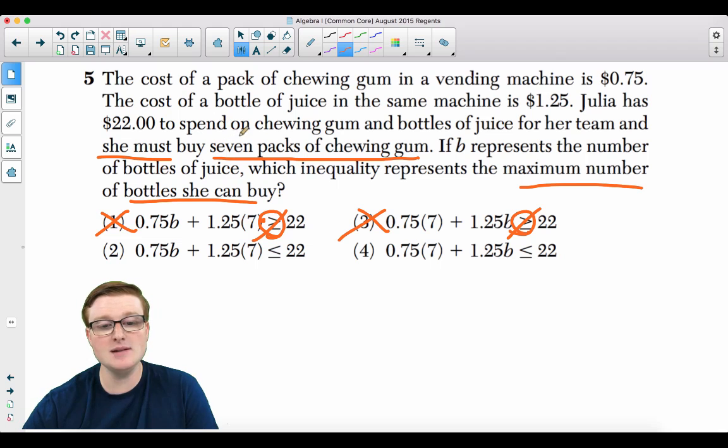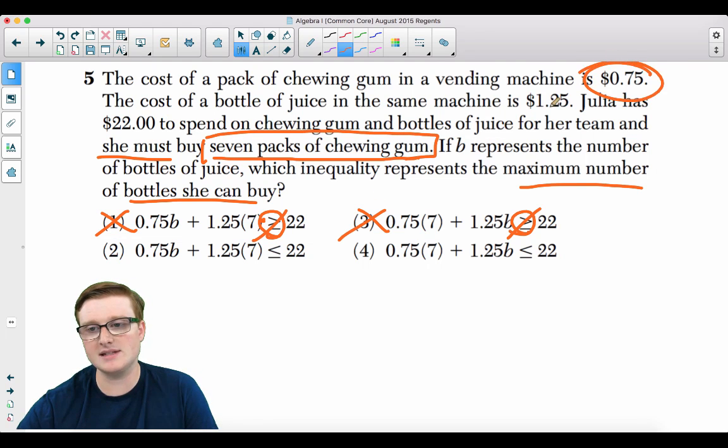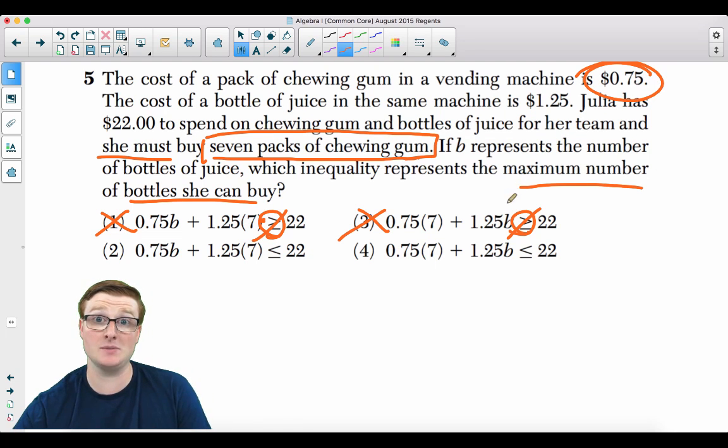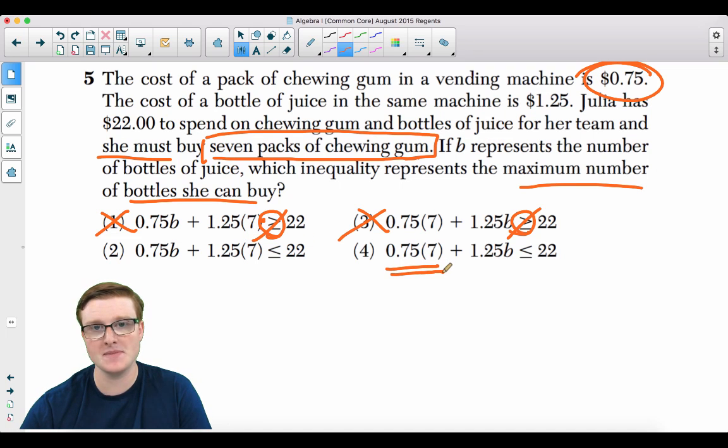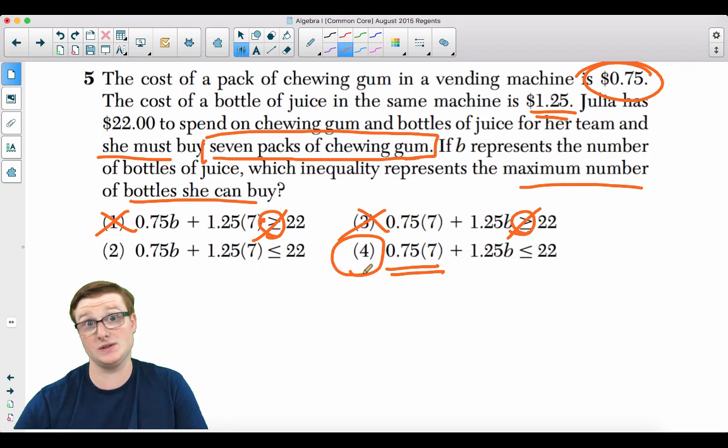Now, it says that she must buy 7 packs of chewing gum. Well, chewing gum is 75 cents. So you just need to take 75 cents and multiply that by 7. And the only one that shows that is going to be choice 4. The bottles, which are B, is multiplied by $1.25 because that's how much the bottles of juice costs. So your answer for that one is going to be choice 4.